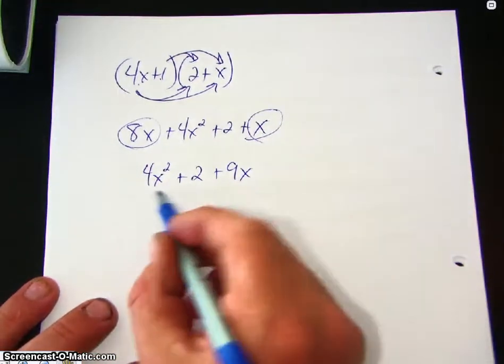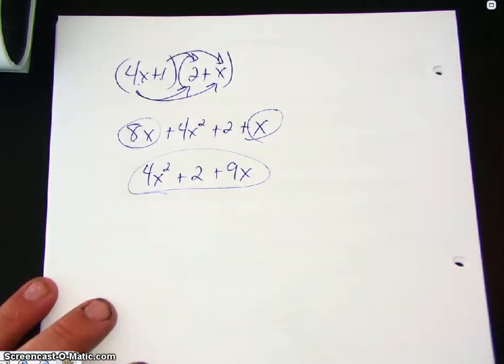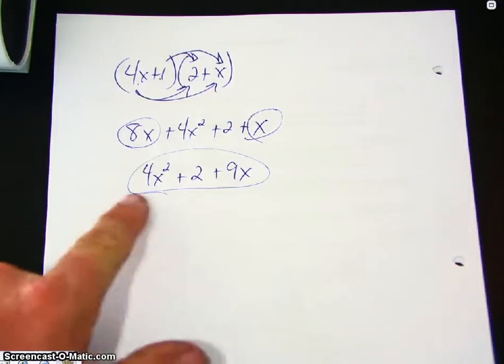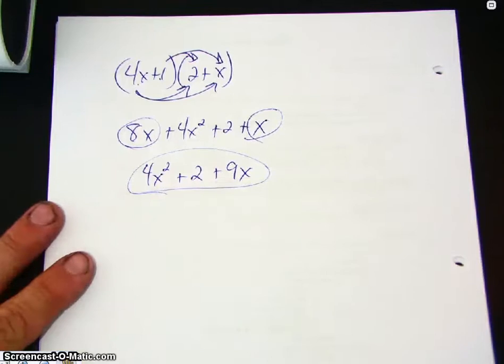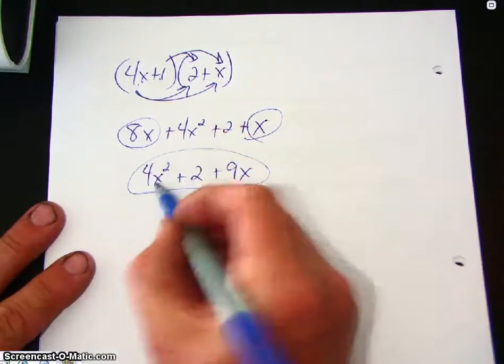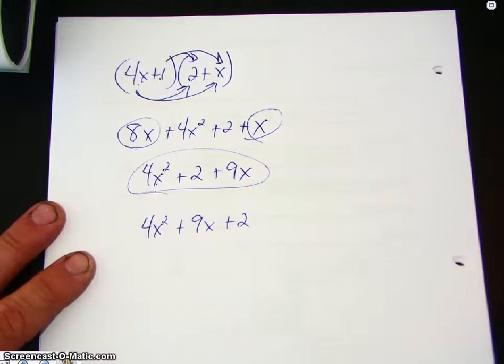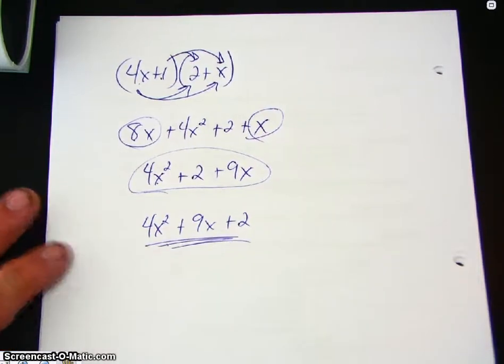So as of right now, you can leave your answer like that. That's not standard form, which you'll be learning in chapter 4. So if you want, you can leave it like that. That is fine. But standard form means it'll be 4x squared plus 9x plus 2. Eventually, you have to put it in this form.